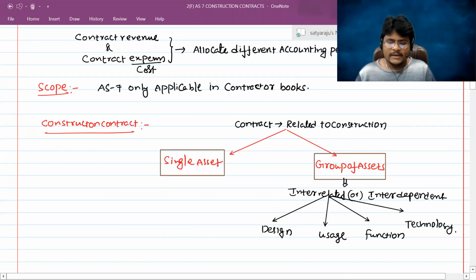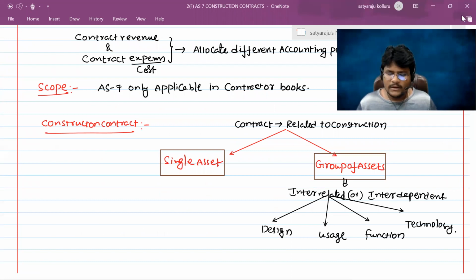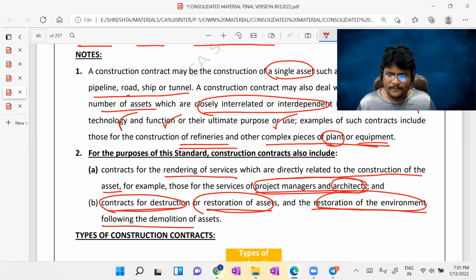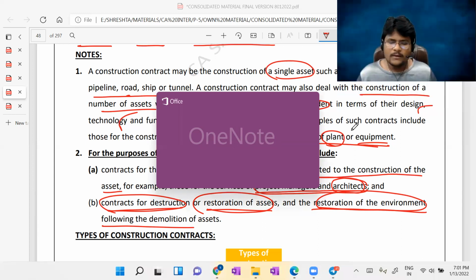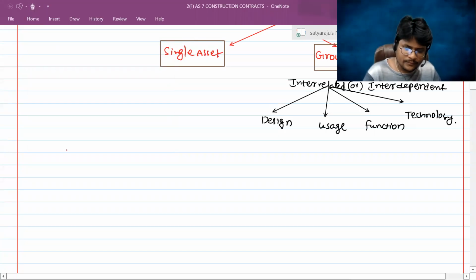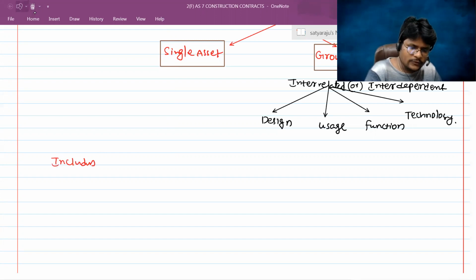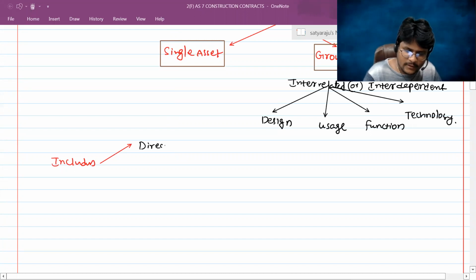So now here, even though the construction contract definition only tells us that a construction contract is a contract related to construction, it also includes two things, guys. What are those two things? Direct services related to contracts, that is architect services and all such services.